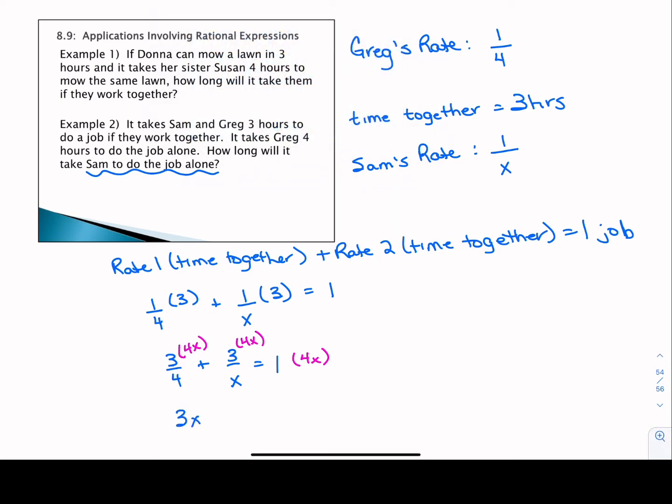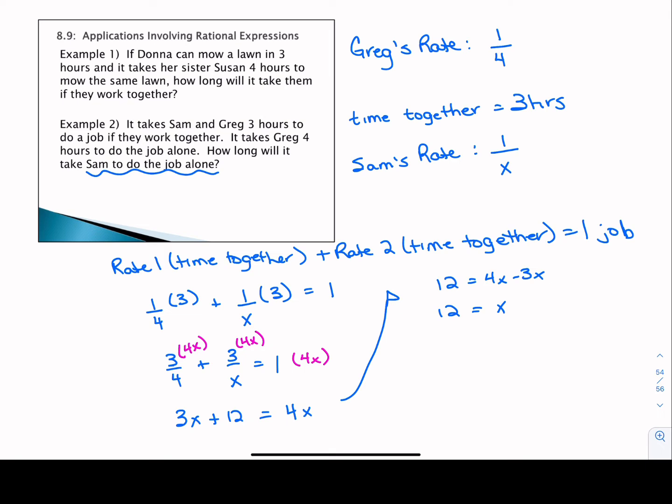And then in the second term, the x's cancel, so we have plus 12, and that's equivalent to 4 times x. So this is another little linear equation for us to solve. And we can see that if we subtract 3x from both sides, we'll get 12 equals 4x minus 3x. 4x minus 3x is just x. So x is 12. As we anticipated, Sam's work rate is really slow.